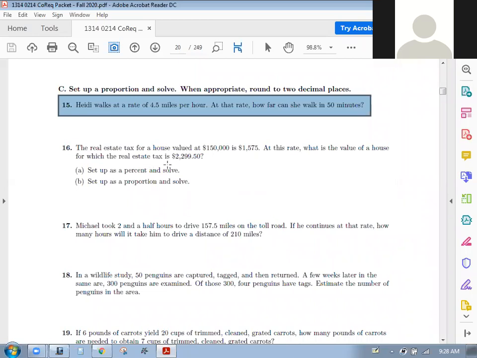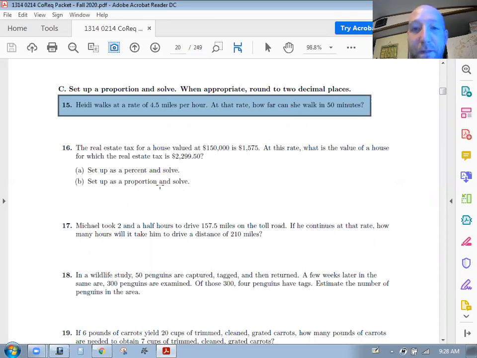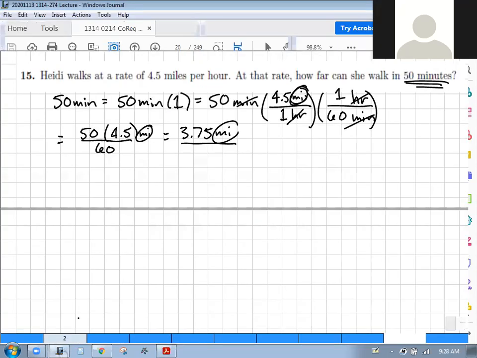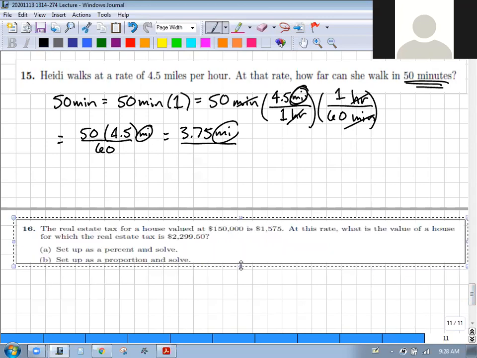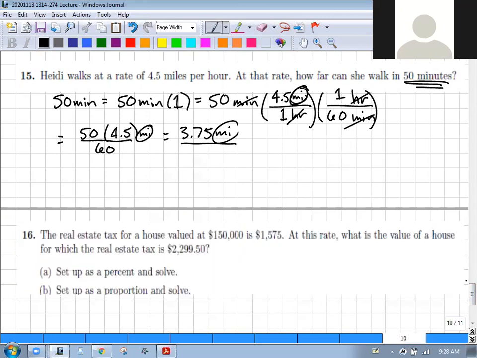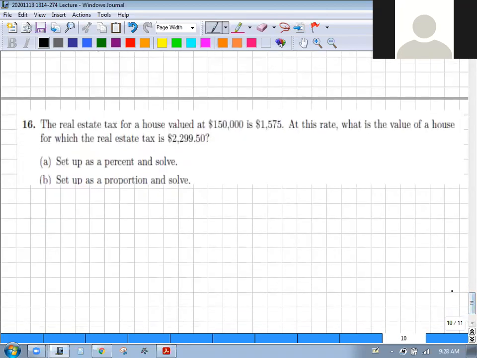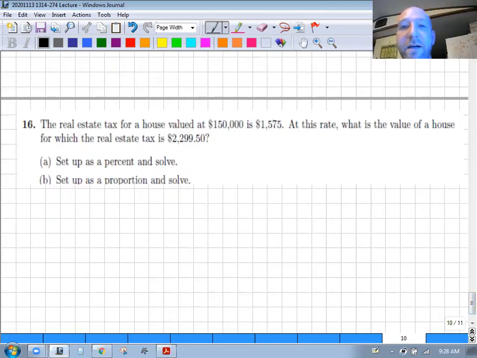All right, real estate tax. I think I gave this one as an exam or something. You want me to work this one? Sure. Thank you. All right, let's see. The tax for a house valued at 150,000 is, sorry, $1,575. So that's the tax.